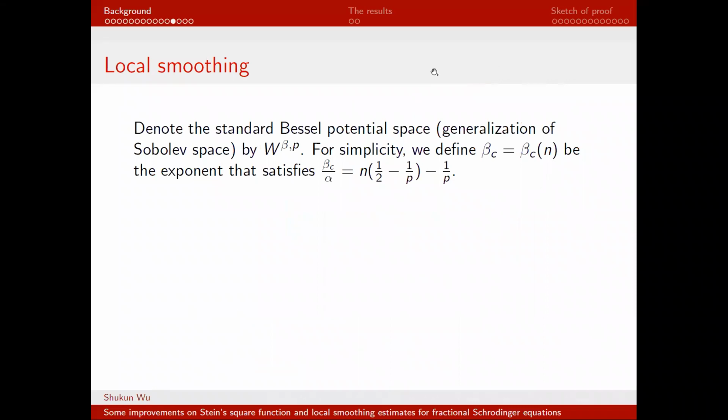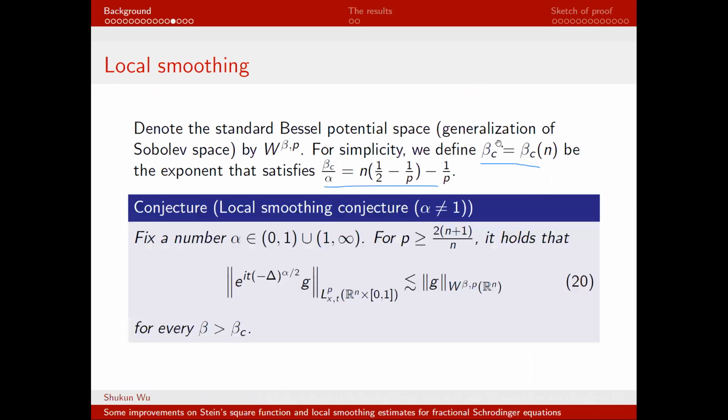Now, if we denote the standard Bessel potential space by W beta p, and for simplicity, we define the exponent beta c as the following, so it satisfies this equation. Then the local smoothing conjecture for alpha not equal to 1 is that for any p greater than this endpoint, 2n plus 1 over n, the following W beta p to L p estimates hold for any beta greater than the endpoint beta c. So beta is also a regularity factor.